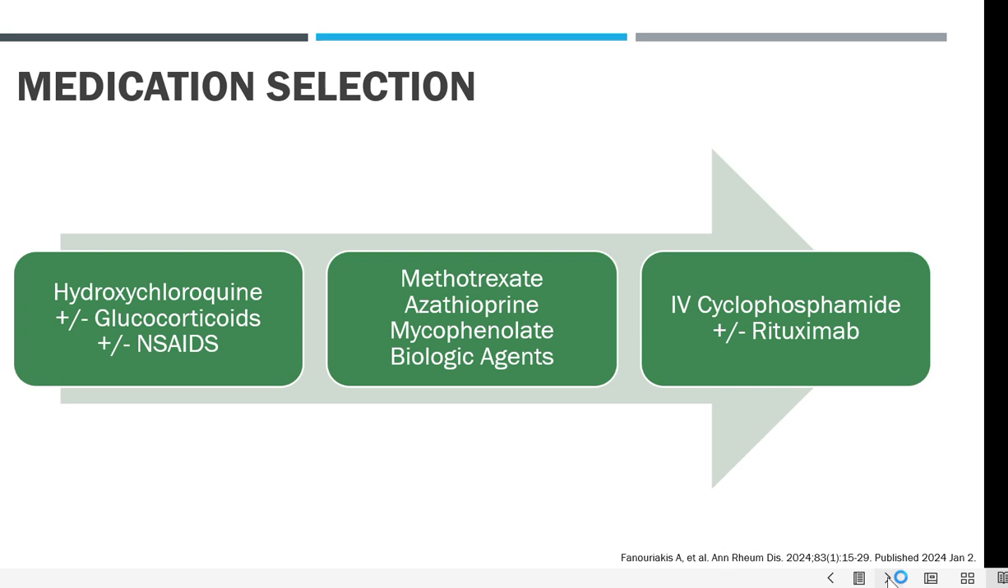Thinking about our medication selection, hydroxychloroquine is the backbone of our treatment for SLE patients. We can add glucocorticoids and NSAIDs as needed. If our SLE flares and symptoms are not controlled, we move to some of our immunosuppressant agents: methotrexate, azathioprine, mycophenolate, as well as our biologic agents. If we're really having refractory disease, we can add IV cyclophosphamide plus or minus rituximab.